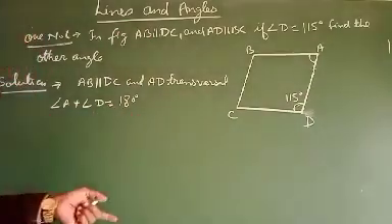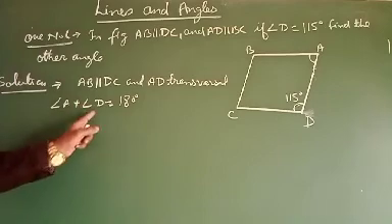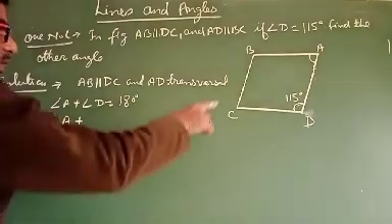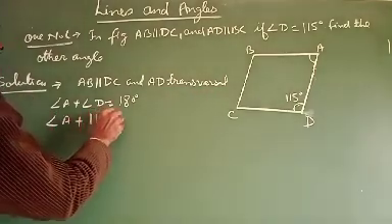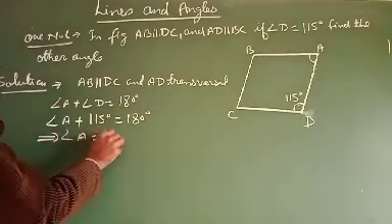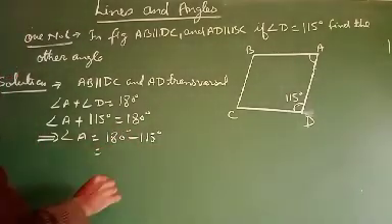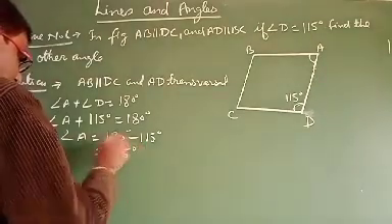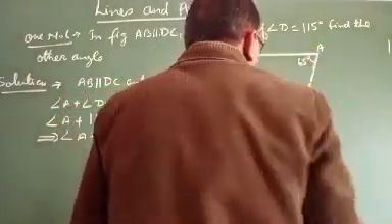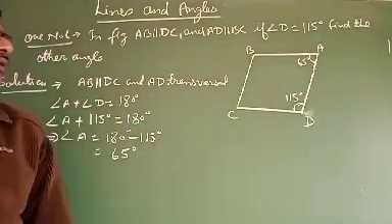We are given that angle D equals 150 degrees. So, I will put the value of D here, 150 degrees. Therefore, angle A plus 150 degrees equals 180 degrees. Therefore, angle A equals 180 degrees minus 150 degrees, which is 30 degrees. We have found out angle A.